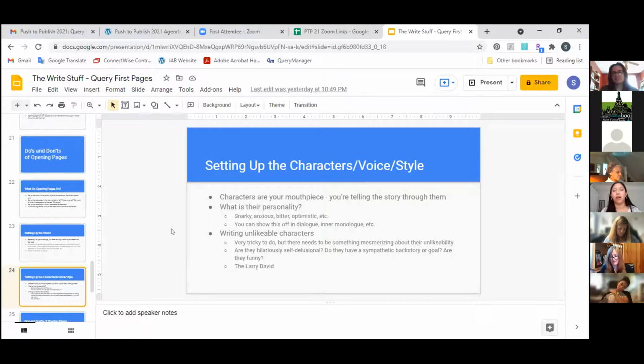Another way to write unlikable characters is that maybe they have a sympathetic backstory or a goal. For example, I'm thinking of Squid Game, which is on Netflix right now, and I just started watching it. The main character is a compulsive gambler. He's lazy. He's a huge slacker, but he loves his daughter. He cares about her so deeply. And so that gives a hook to his character where, even though I would not want to hang out with this guy, and I definitely would not lend him money, that love he has for his daughter is very sympathetic and gets me thinking, well, maybe I'm going to root for this guy to come out a big winner.